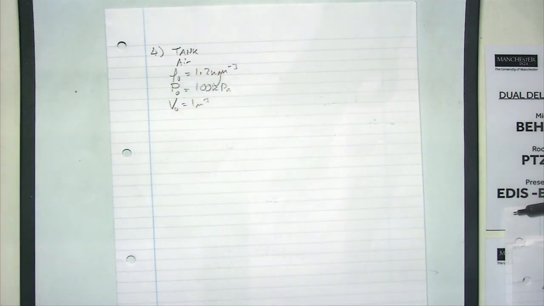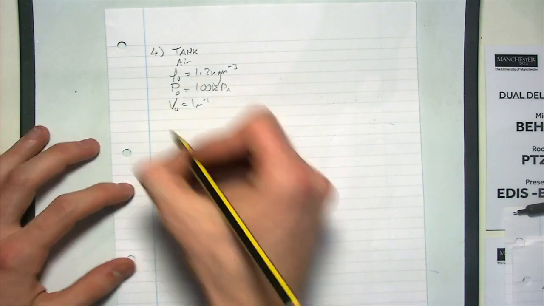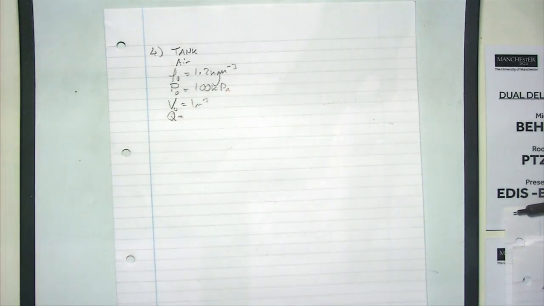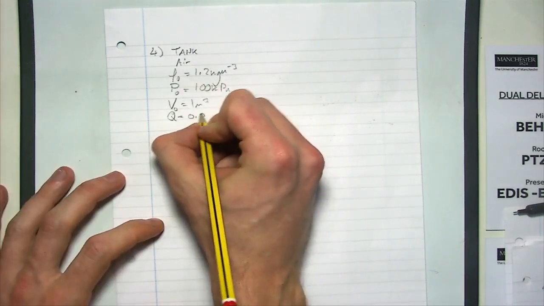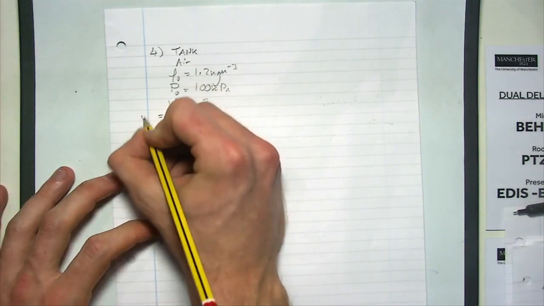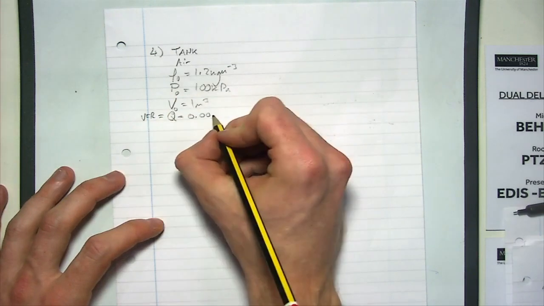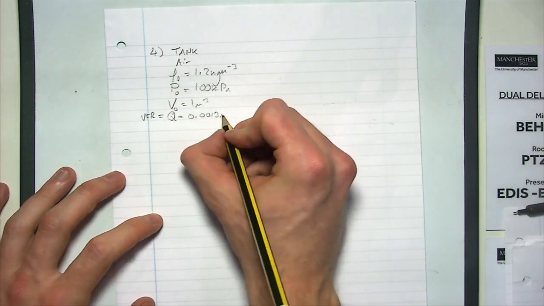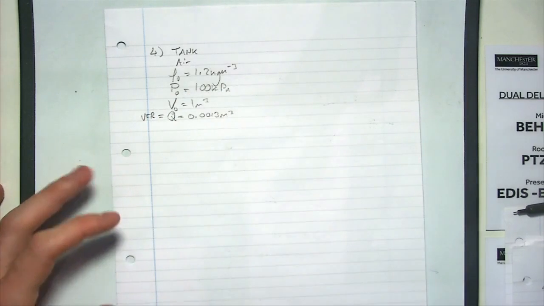And the pump evacuates 0.0013 meters cubed of air per second, regardless of pressure. So the pressure is irrelevant to the evacuation of the air. The pump is doing all the work. Okay, so we're saying that Q, the flow, is that mass flow rate? No, that's volumetric flow rate, is 0.0013. So this is VFR equal to 0.0013 meters cubed per second. Okay, so that's what we're given in the question.